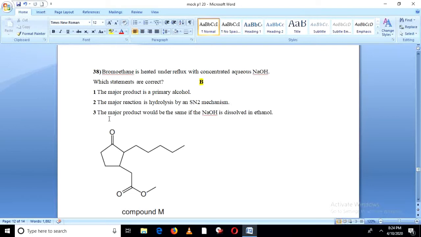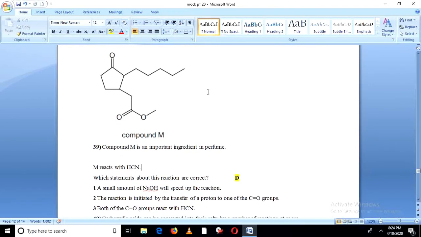The third statement was saying the major product would be the same if NaOH is dissolved in ethanol. This is not right because the major product would change, because in the presence of ethanolic NaOH, ethene would be formed from bromoethane. So our third statement is wrong. Our best suited statements are 1 and 2. So our best answer is B.